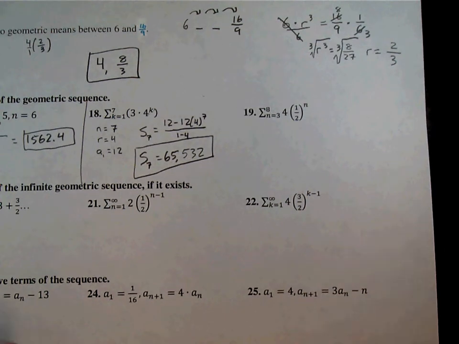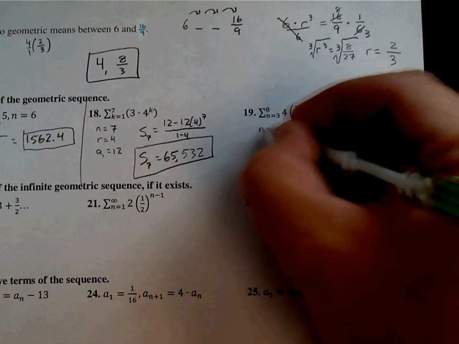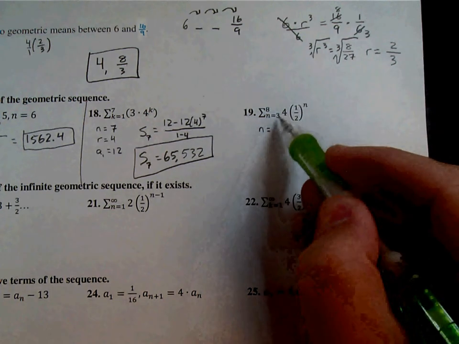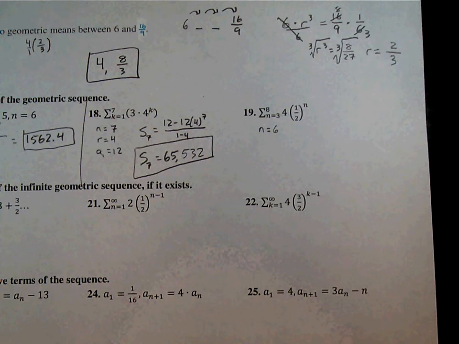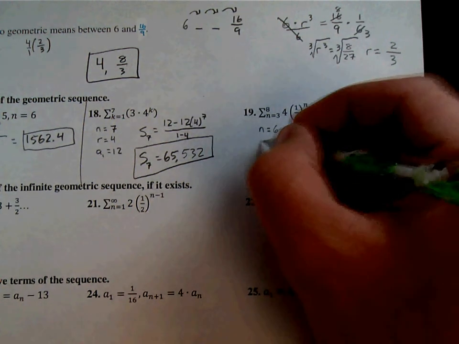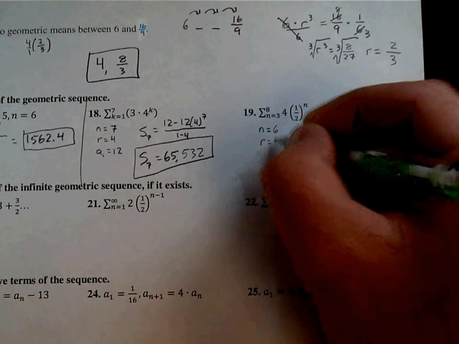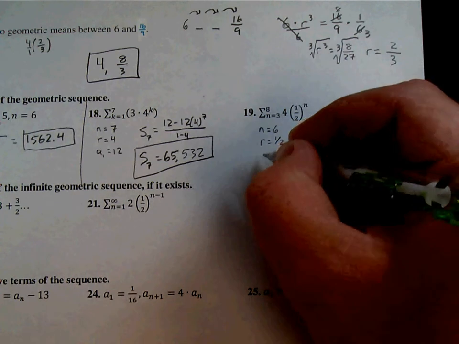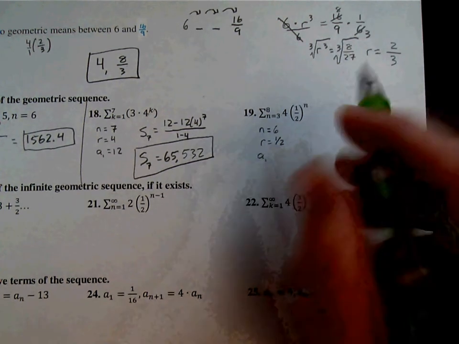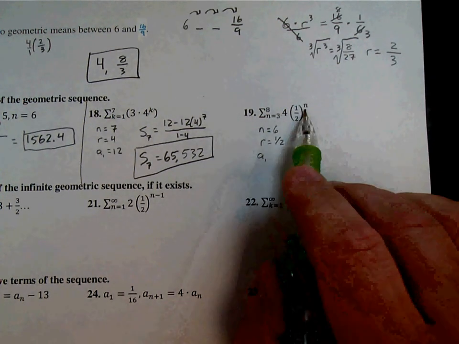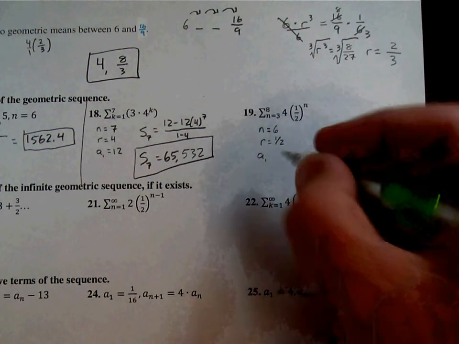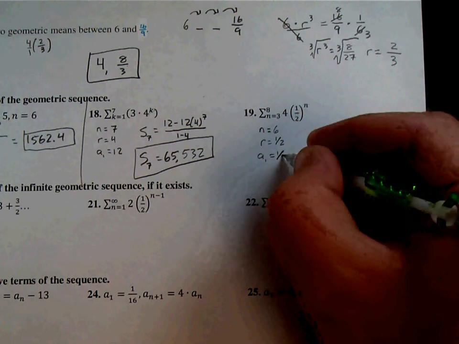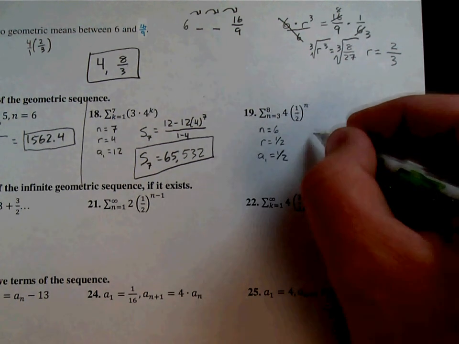Okay, number 19. So we want to know how many terms there are. From 3 to 8, if you subtract 3 from 8, you get 5, but you have to add 1 to account for that. There are 6 terms. R is the number raised to the exponent, that's 1/2. And then we need to know the first term. In this case, I'm starting with 3, so plug 3 in. So 1/2 to the 3rd power is 1/8. 1/8 times 4 is 4/8, which is 1/2. So we'll plug these numbers into the formula.